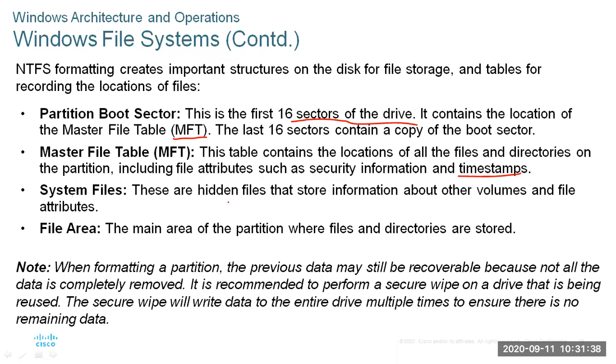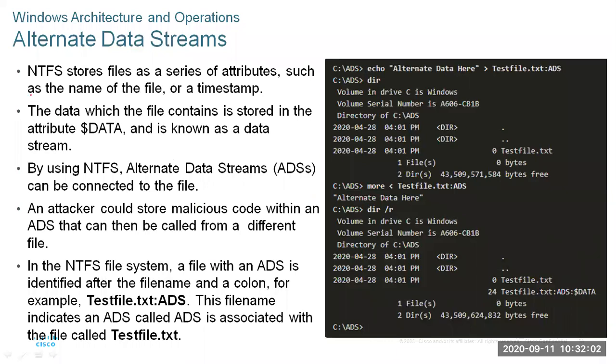Then we have the system files. They are basically hidden, but you can make them visible, and they store information about other volumes and file attributes. All right, so we have the file area, the main area of the partition where the files and directories are stored. NTFS stores files as a series of attributes, such as the name of the file or the timestamp. So the data which the file contains is stored in the attributes.